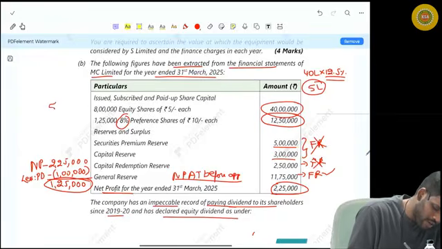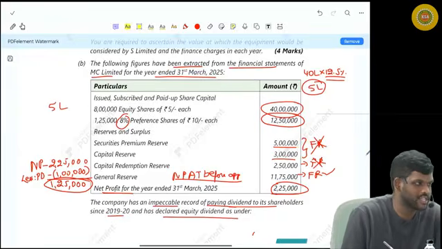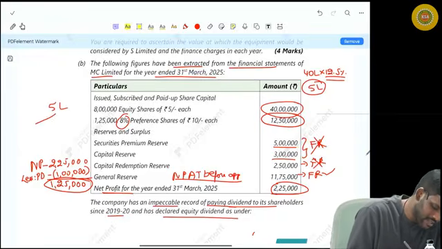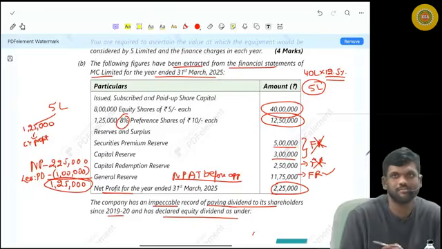How much you want to give totally? 5 lakhs you want to give to your equity shareholders. Out of this 5 lakhs, 1,25,000 will be taken from current year profit because only that much is available.